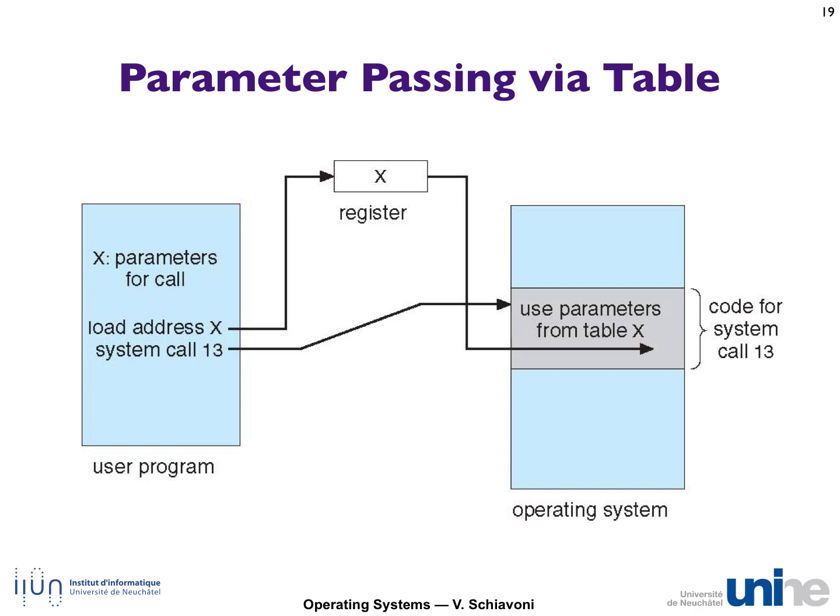So let's see how parameter passing works. This is the option 2 that we have seen in the previous page. Suppose that you have X as parameters for a given call. What you do, you put X into a register here, you load this, and then you know that you need to execute system call 13.